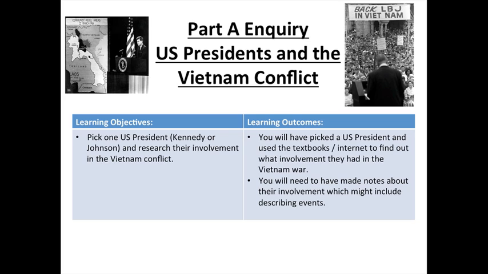The learning objective will be for you to choose either President Kennedy or President Johnson and research their involvement in the Vietnam conflict. The learning outcome will be that you have picked a president and used the textbooks, the internet, and various other research materials available to you to find out what involvement they had in the Vietnam War. You will need to make notes about their involvement, which might include describing the events that they are linked to.